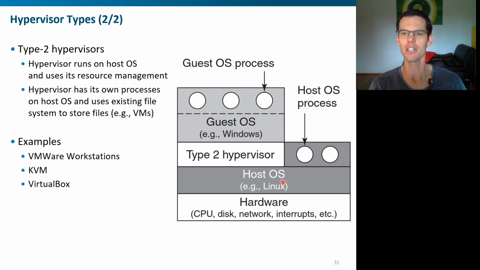So let's say you have a typical Linux system, and then on top of this Linux system you add a hypervisor which runs within the operating system and additionally can provide multiple VMs access to kind of virtualized resources. Now this type of hypervisor is more common because it's much easier to configure, and examples you know are VMware Workstation, KVM, or also VirtualBox as used for different lectures here.